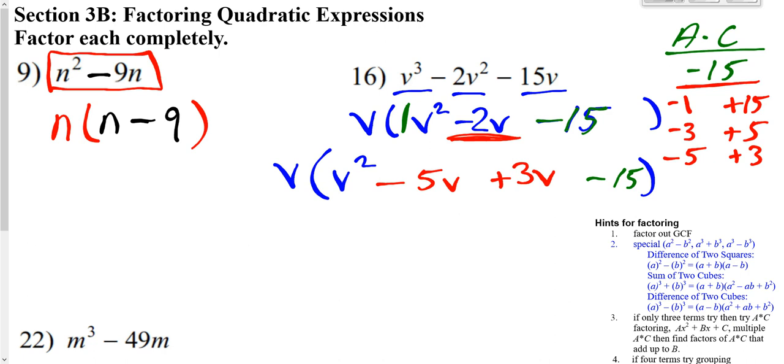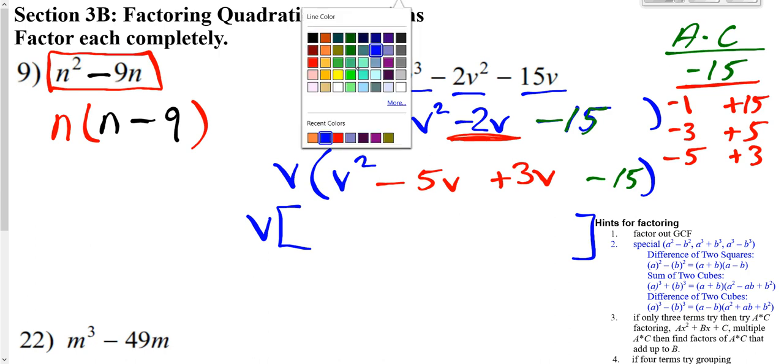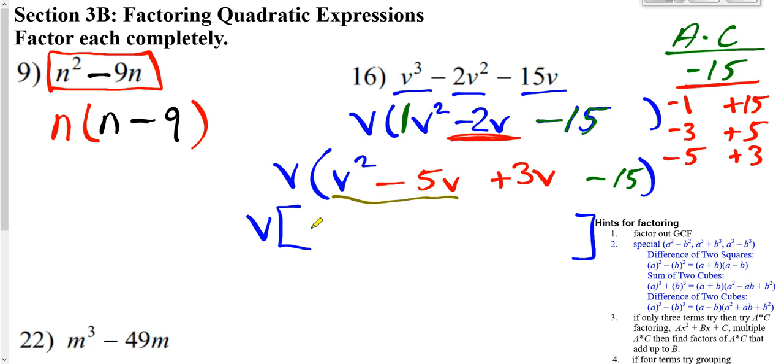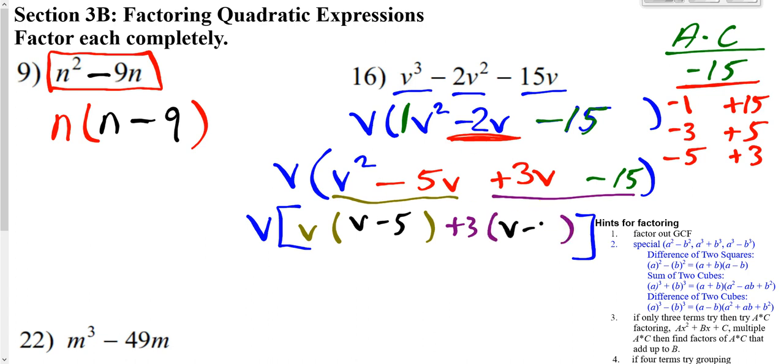Well, then we'll bring this down. All we'd have to do is factor by grouping, because in our parentheses we have 4 terms. So you look at, well, what can I pull out of here? A v, and then you're left with, if you can see it, v minus 5. And then you take a look at what can I pull out of here, and I can pull out a positive 3. And then you want to look at what you're left with. Well, you're left with a v minus 5.